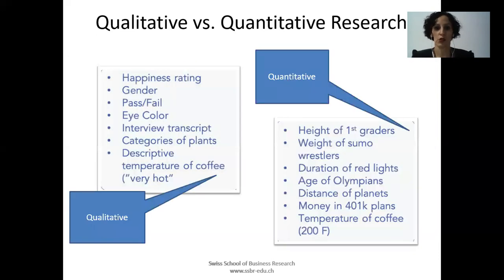So for example, these are examples of different things that we could see between the difference between qualitative and quantitative research. Qualitative, my eye color. Quantitative, the weight of sumo wrestlers. You can see these are all numerical and these are all quality related.